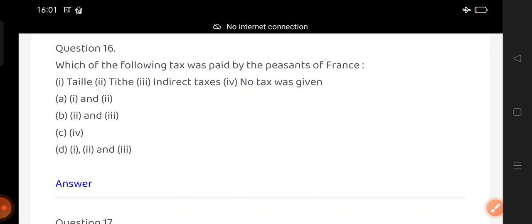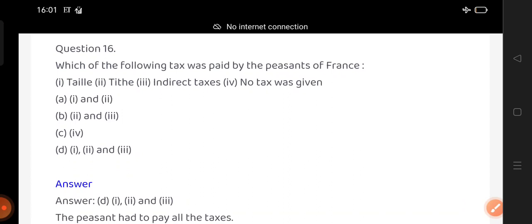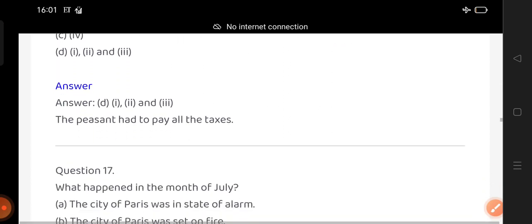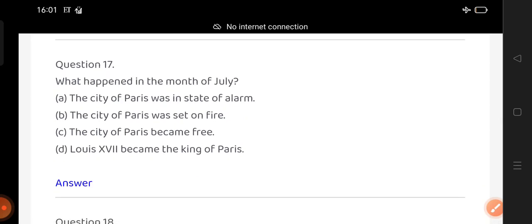So okay, counting begins. 1, 2, 3, 4. The correct answer. Ready? Okay, let me disclose. Option D. That means 1, 2, 3: tally, tithe, and indirect tax also. Okay. Now let's move to question number 17.